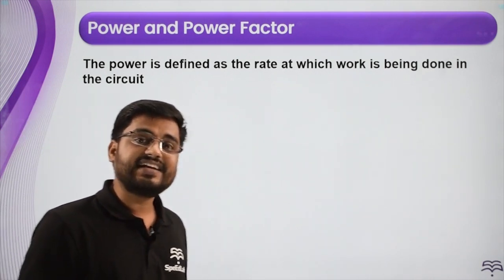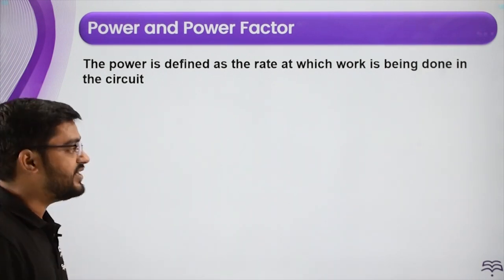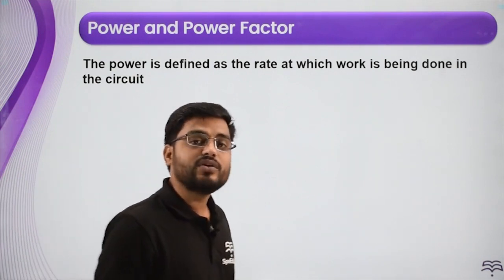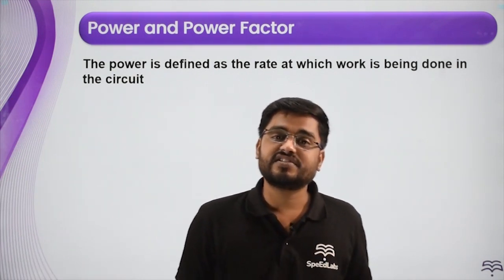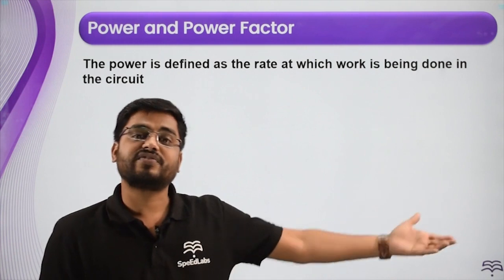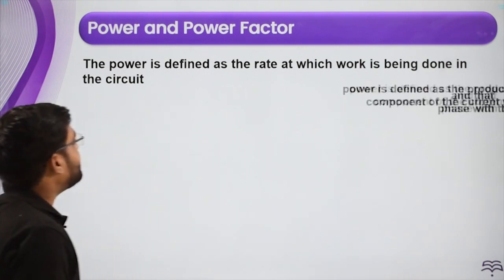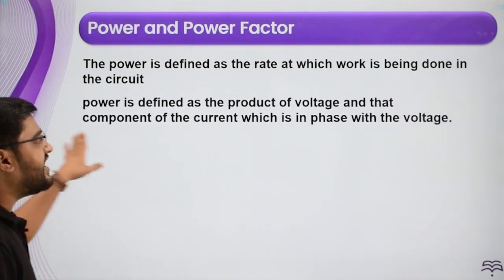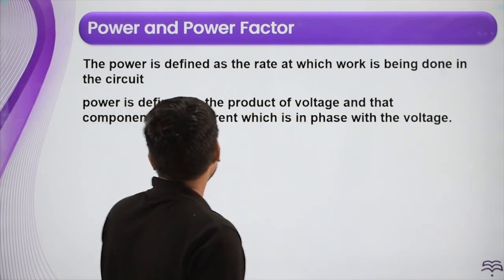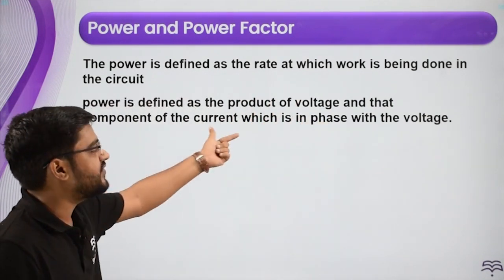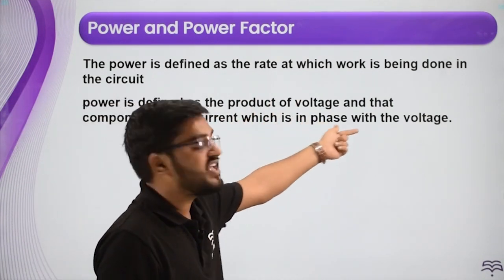But for an AC circuit, which V and which I do we have to utilize? As we know, V and I are both sine functions of time. So which power do we have to use? We'll say it is defined as the product of voltage and the component of the current which is in phase with the voltage.